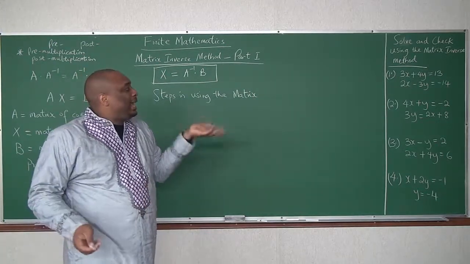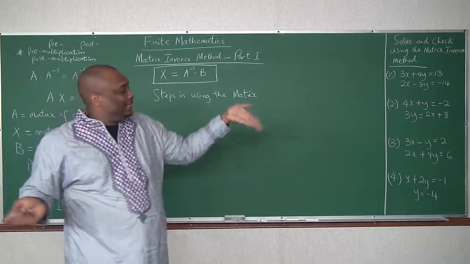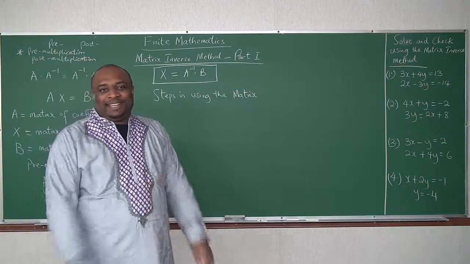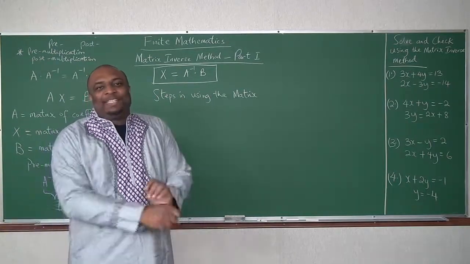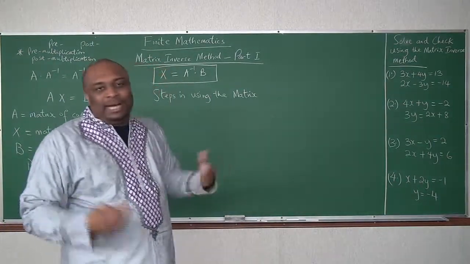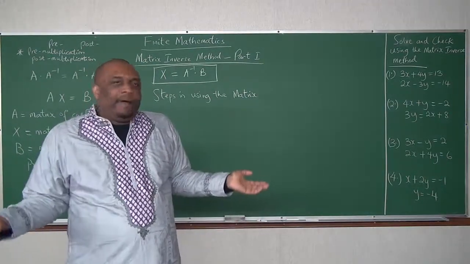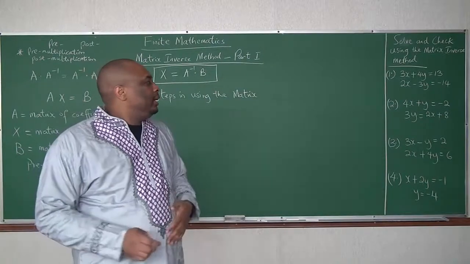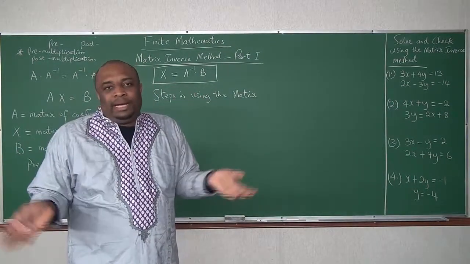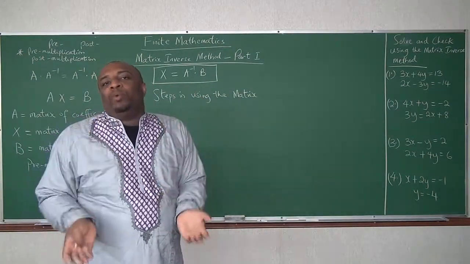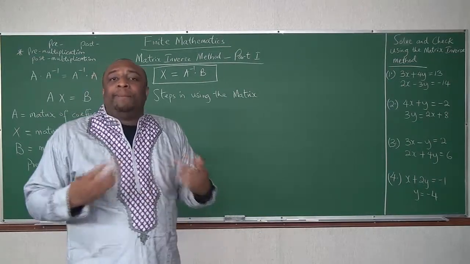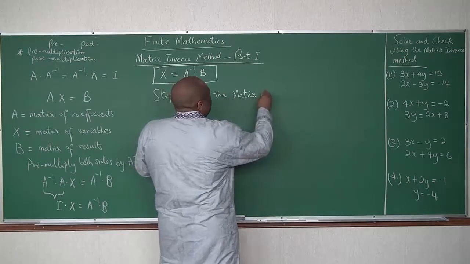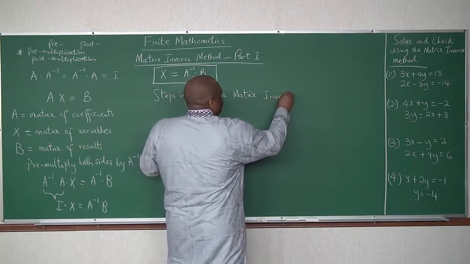One thing I like about systems of linear equations is that you can easily know whether you are getting it right or wrong, by checking. Whatever values we get as X and Y, we will know whether we are right or wrong by checking. That is the nice thing about it. Steps to using the matrix inverse method.